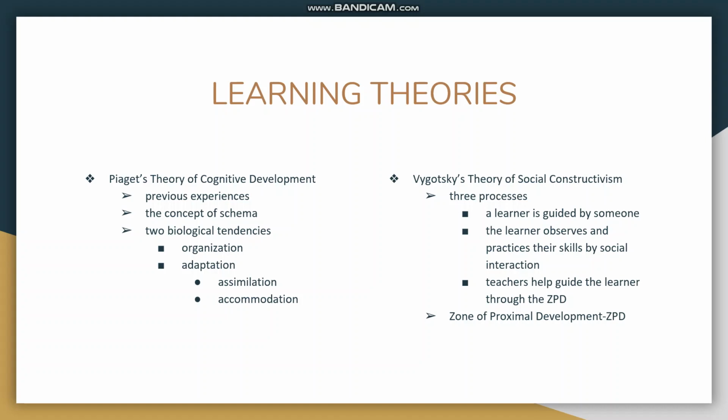Vygotsky's theory has three processes. First, a learner is guided by someone. Second, the learner observes and practices their skills by social interaction. Third, teachers help guide the learner through the zone of proximal development. According to Vygotsky, the zone of proximal development is the distance between the actual developmental level as determined by independent problem solving and the level of potential development as determined through problem solving under adult guidance or in collaboration with more capable peers.